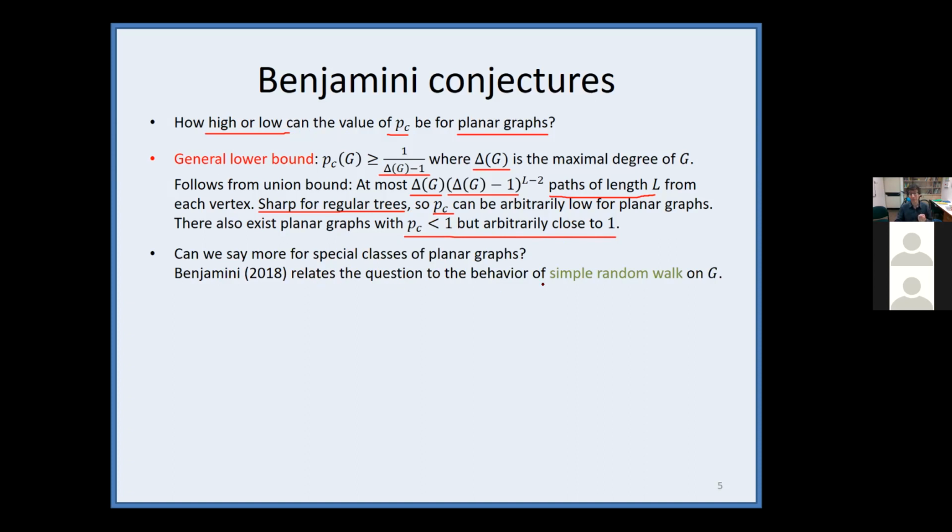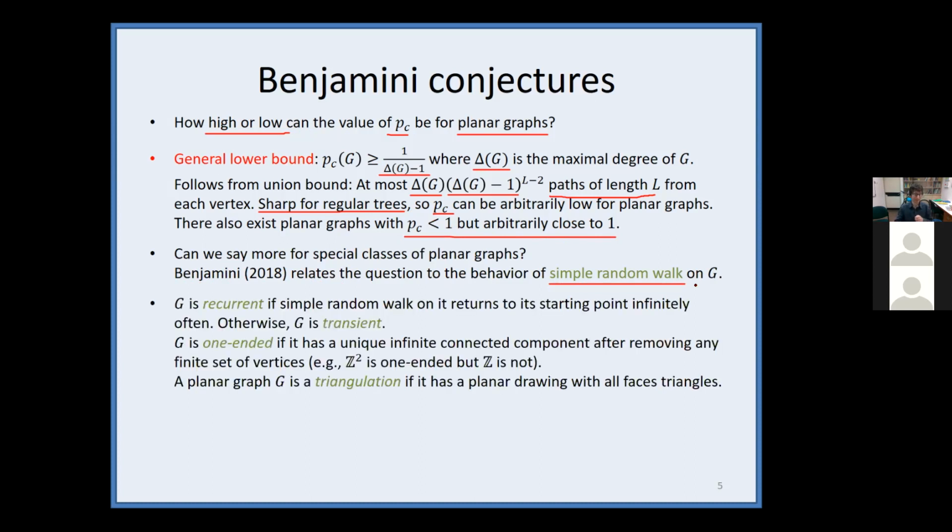relates the question to the behavior of simple random walk on G in the following manner. The graph is called recurrent if simple random walk on the graph, starting at some vertex, returns to its starting point infinitely often. Otherwise, G is transient. This characterizes the graph because we think of connected graphs, so it doesn't matter what the starting point is. And so this is the notion of recurrence versus transience.